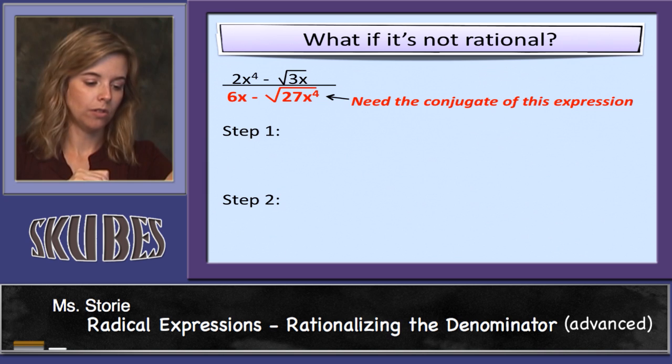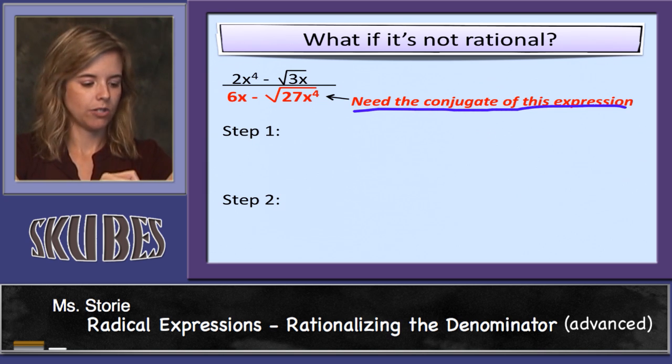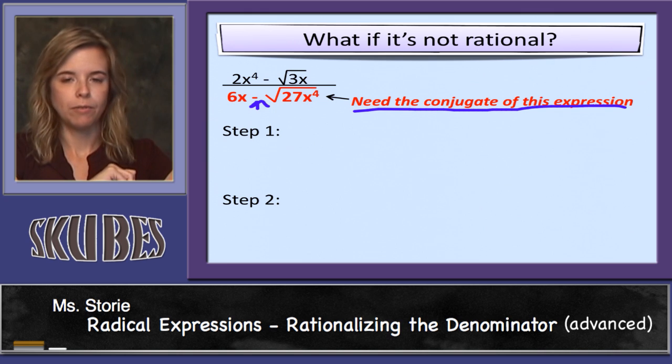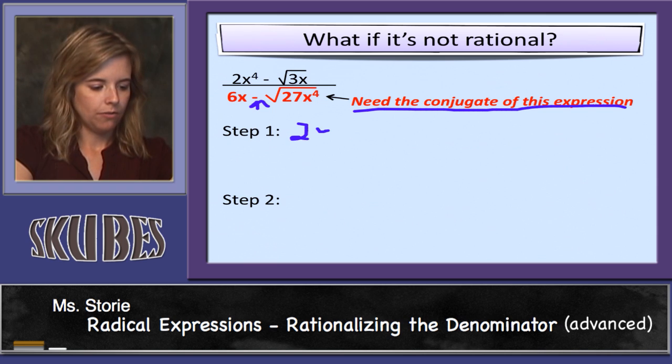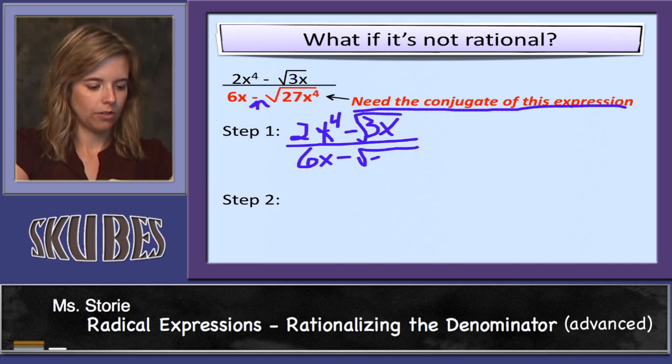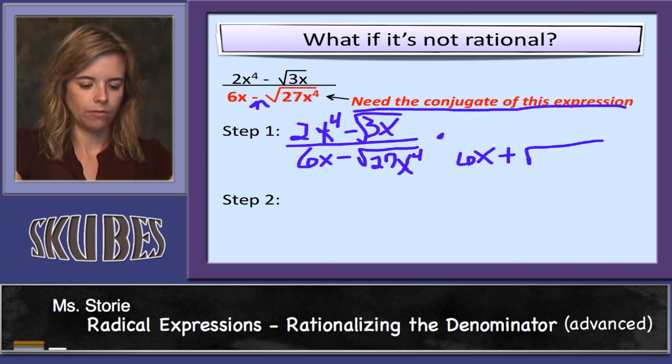Let's try an example. If it's not rational, first thing we need to do is the conjugate of the expression. So remember, the conjugate just says copy the same terms but change the sign in between. So we're going to have to multiply 2x to the fourth minus 3x square root of, and then on the bottom you're going to have 6x minus radical 27x to the fourth. Now we need to multiply by the conjugate of the denominator, so that means you're going to have 6x plus radical 27x to the fourth.